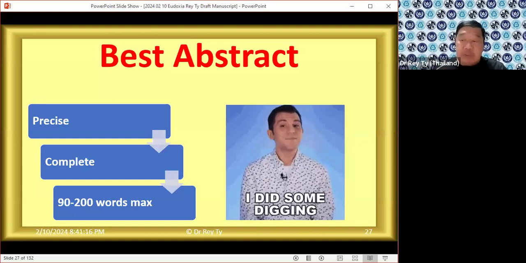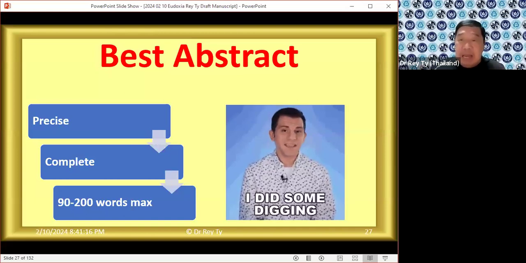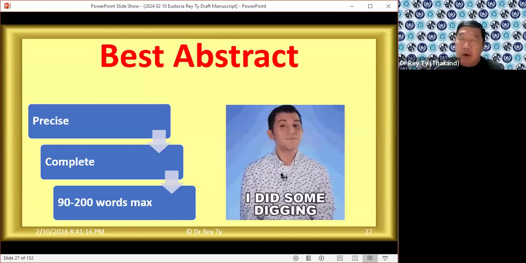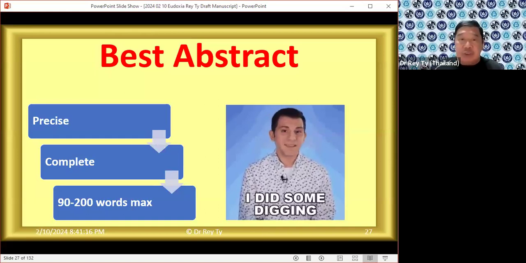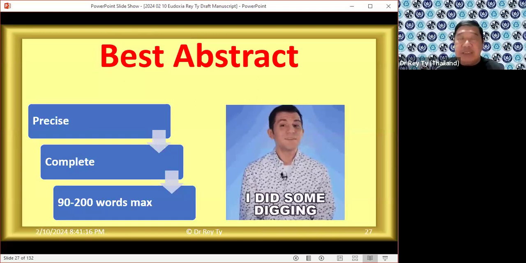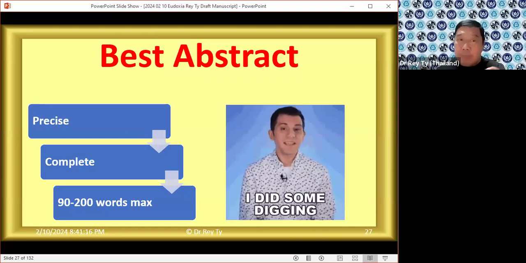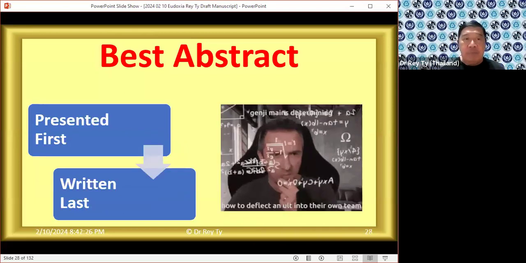And I also have submitted abstracts of 120 words, 150 words. And I think the real maximum for a full paper or a thesis or dissertation is 250. Literally one page, double space max. The abstract of a thesis or dissertation should not exceed one double space page. Or if it's single space, 200 to 250, just the same. Okay, so follow the author guidelines, whatever they tell you. So it should be complete but precise also.